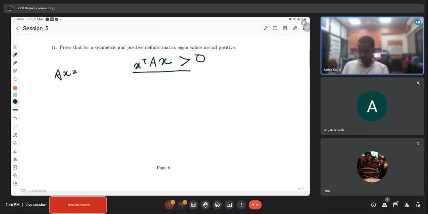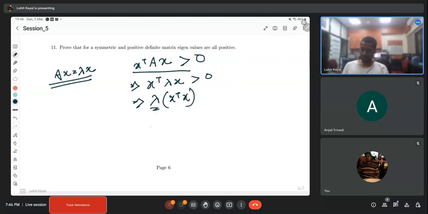Now Ax equals lambda x. So this implies x transpose lambda x is greater than 0. Lambda is just a value, so I can easily do this. There is no problem in that. If lambda were a matrix, then I couldn't do that. Because lambda is a value, I can just take it outside and operate on the rest. This is greater than 0. This implies lambda times the norm of x squared is greater than 0. So this is a positive quantity. This is just a distance squared, so it is always a positive quantity.